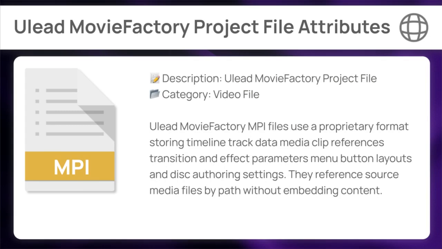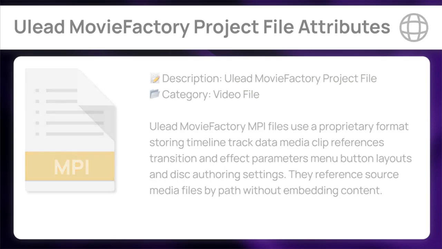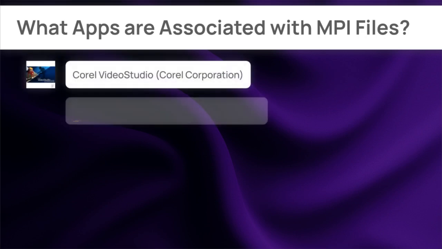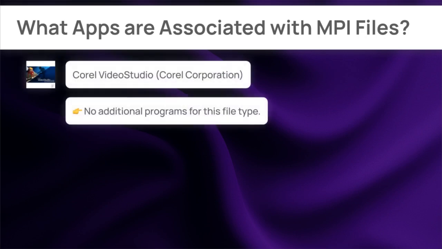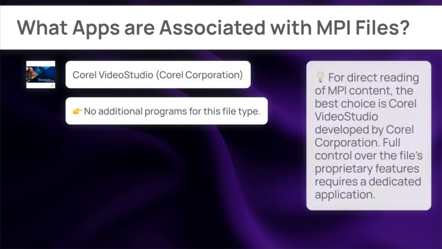They reference source media files by path without embedding content. The native handler for MPI files is usually Corel VideoStudio from Corel Corporation. Windows cannot natively resolve the external dependencies of this proprietary file. Windows may open the video instantly, but detailed frame-by-frame editing requires a dedicated program.